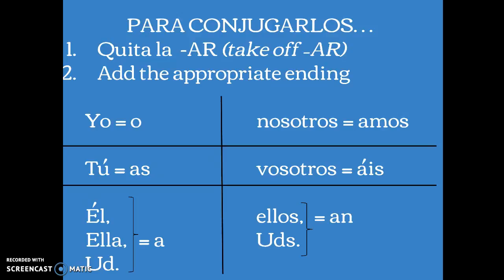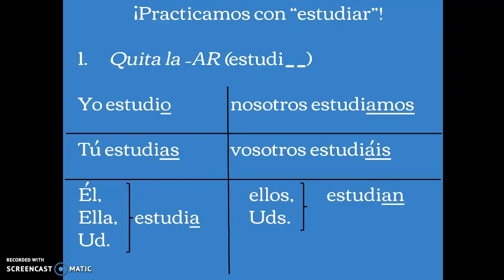Once we have this down, we're going to put it into practice with the verb estudiar. The first thing we're going to do to conjugate this verb is get rid of the AR, or quita la AR, so we're left with estudi. In order to change it further, we need to make sure that we add the appropriate endings. When you take these notes, be certain to write down the English translations for each conjugation so that you have a reference as to what everything means. There should be plenty of space in the boxes provided.